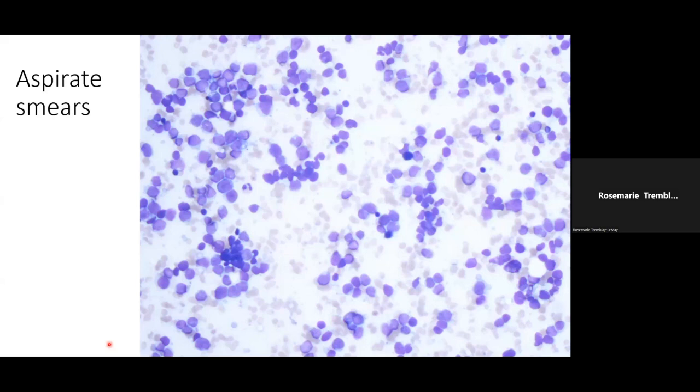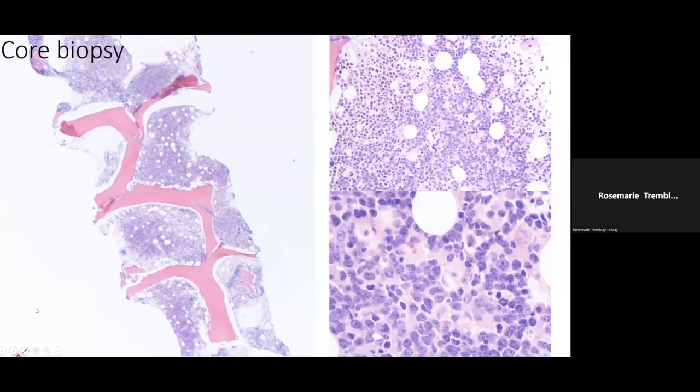And these are the aspirate smears. And again, you see very extensive involvement by those atypical lymphoid cells. And again, you can occasionally see neutrophils and erythroid cells, just to give a sense that these atypical cells were quite large and pleomorphic. And the core biopsy showed extensive involvement.